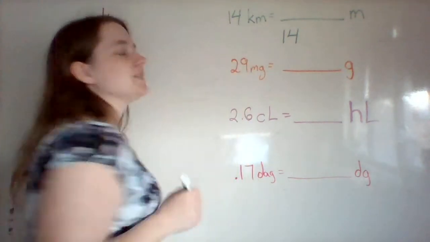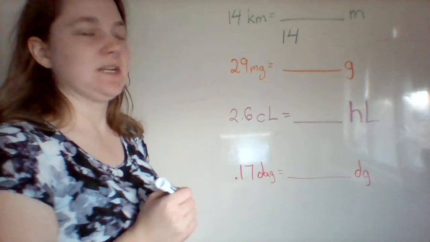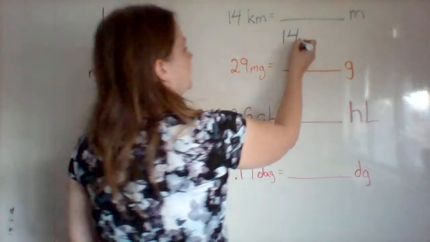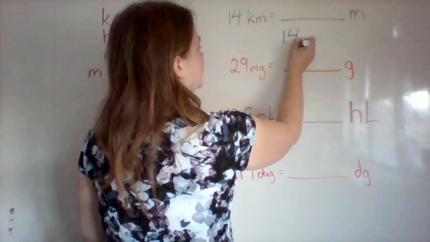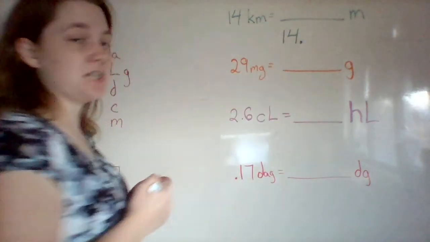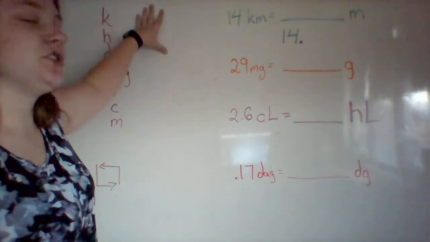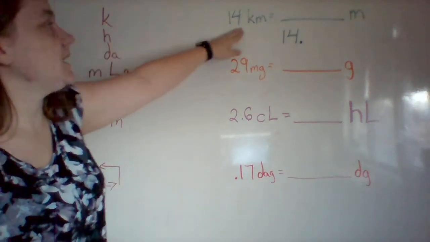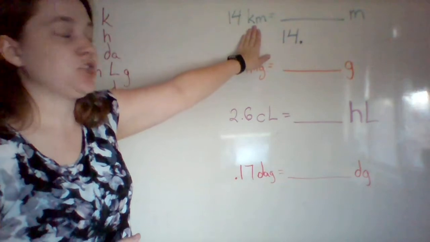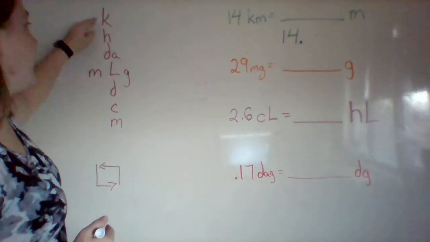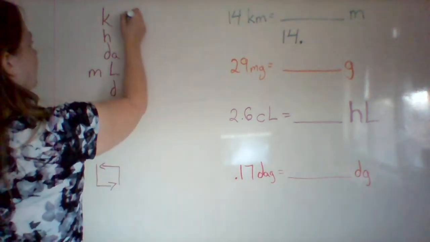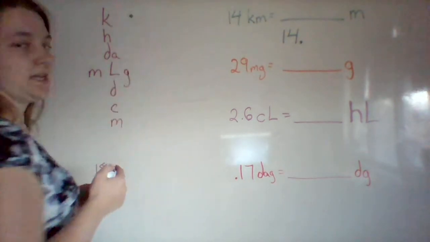What I need to know is where the decimal is in this number. And I know that the decimal in 14, because it's not there, is all the way at the end, like a period in a sentence. So, the first thing I need to do is locate where kilometers is on my chart. So I'm going to go over here, and I'm going to find K. And I see that K is right here.